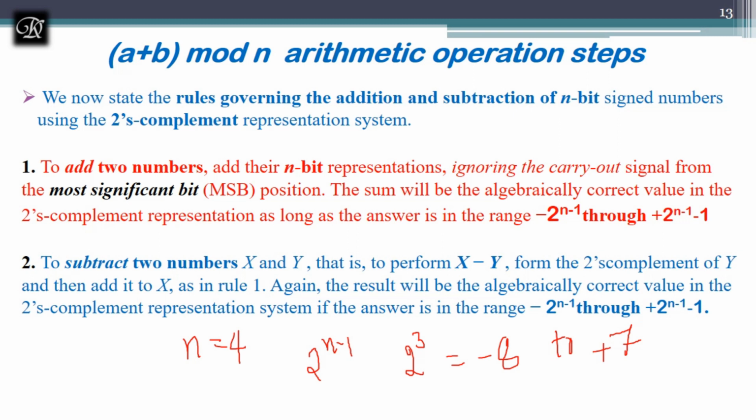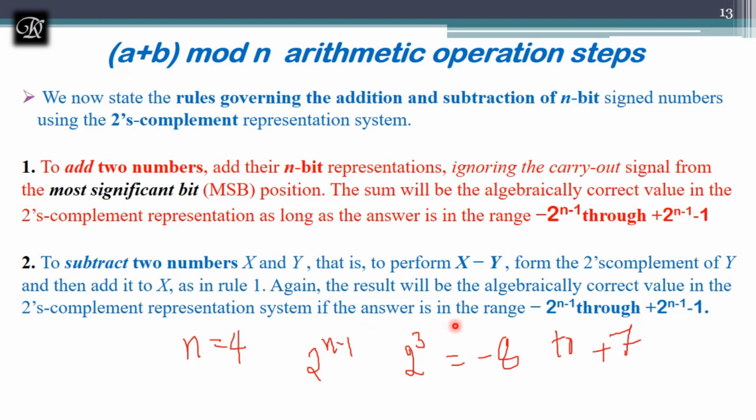And similarly, to perform the subtract operation, to subtract two numbers x and y, that is to perform x minus y, form the 2's complement of y, because we have seen already you have to find the 2's complement of this and then add it to x. As we know, there is no subtract over here, we are having only addition. So we have to add according to this rule. Again, the result will be the algebraically correct value in the 2's complement representation system.